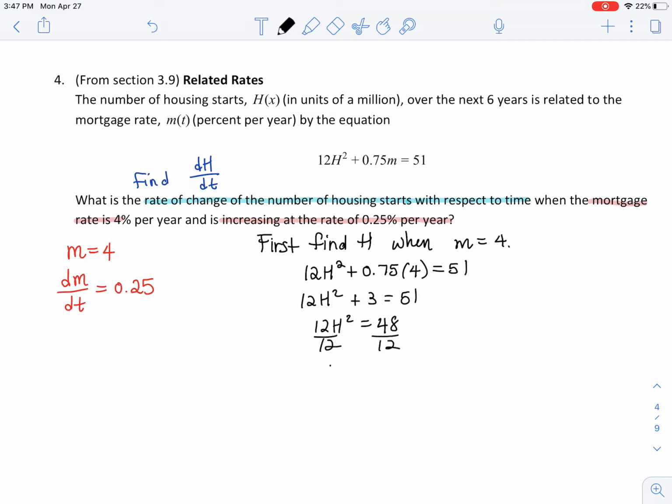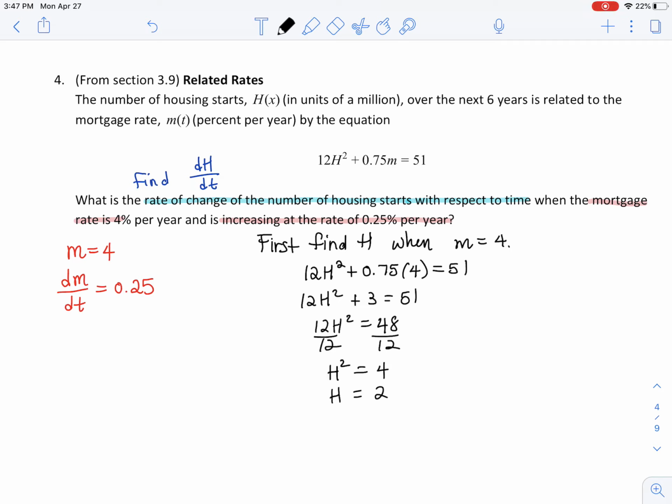Divide both sides by 12. Oh, we're getting close. H squared is equal to 4. And I try very hard to make this number come out nice. If you take the square root of both sides, it's technically positive and negative 2, right? But we're looking at the number of housing starts. It's going to be a positive 2.